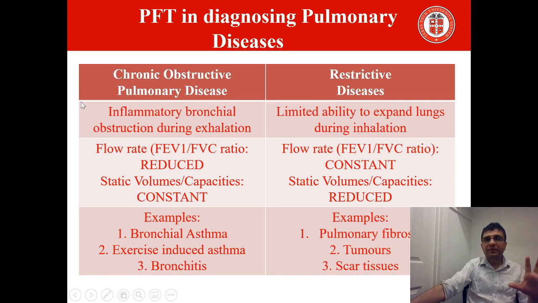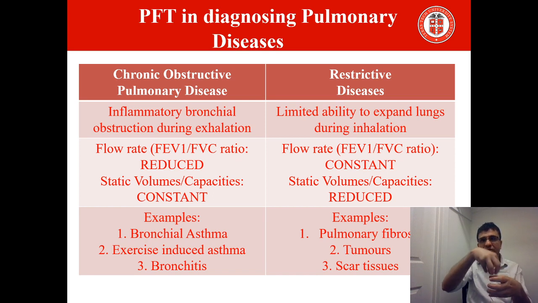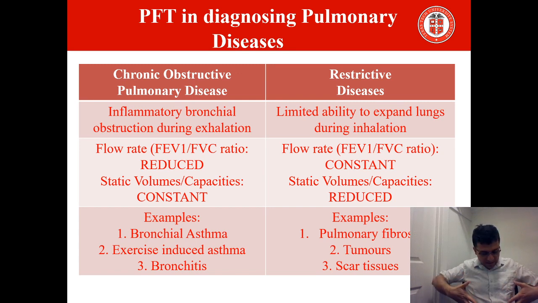And the first difference is that in obstructive diseases, we have a problem while we are exhaling because our bronchi get constricted because of the inflammatory exudates, and that is why we take the air in normally, but we cannot exhale. On the contrary, in restrictive diseases, because of fibrosis, scars, or tumors, the capacity of the lungs to expand is heavily compromised and our chest cannot expand.